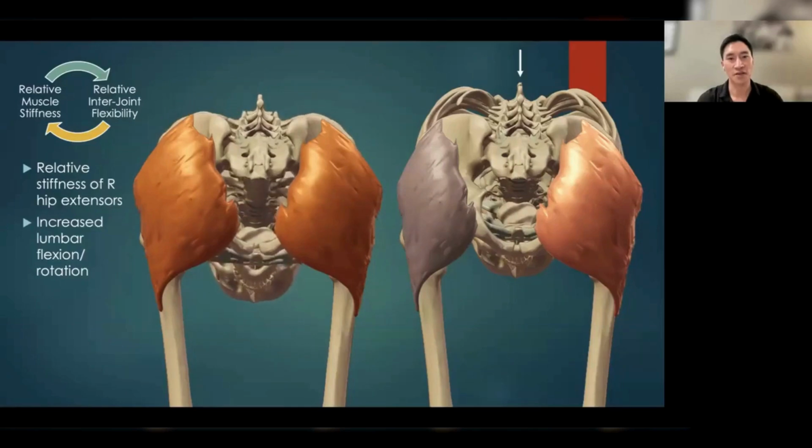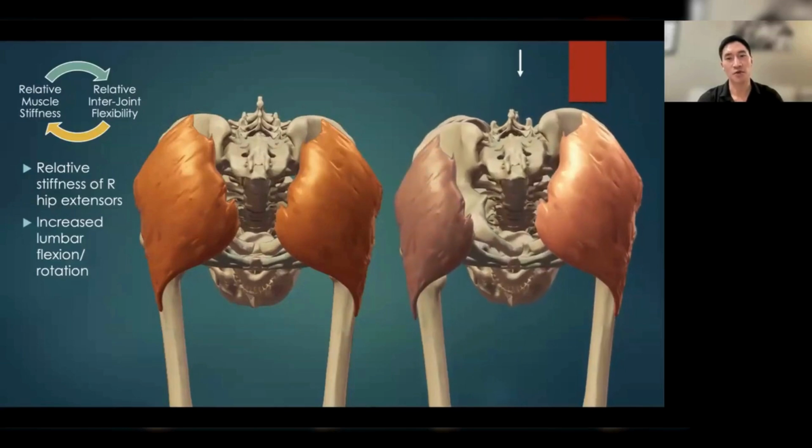So instead of the individual on the left, where I'm just able to flex my lumbar spine, I get flexion with rotation of my lumbar spine. So basically a lack of right hip flexion, or decreased right hip flexion due to greater stiffness of the right hip extensors, has now resulted in greater relative interjoint flexibility, greater lumbar spine flexion and rotation.